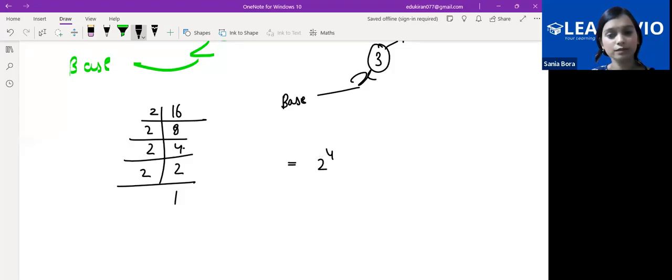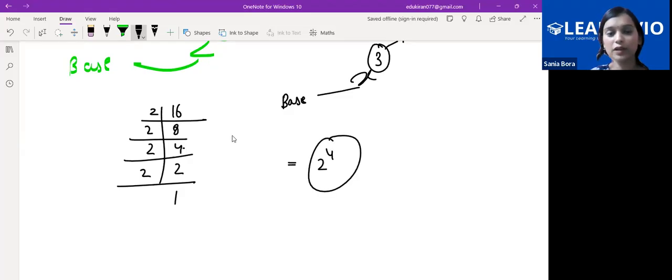Yes or no? Yes. Hepzibah, you also got what I did? No, ma'am. See, you have to just do the prime factor, right? And then count how many 2s are there. Count it. 4. So you just write 2 raised to the power 4.